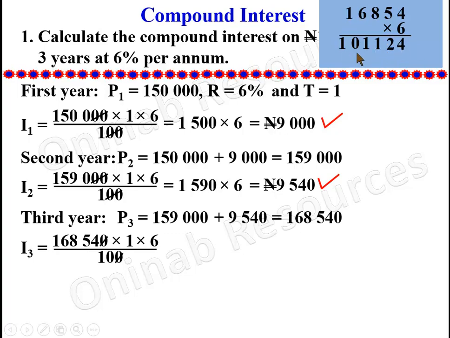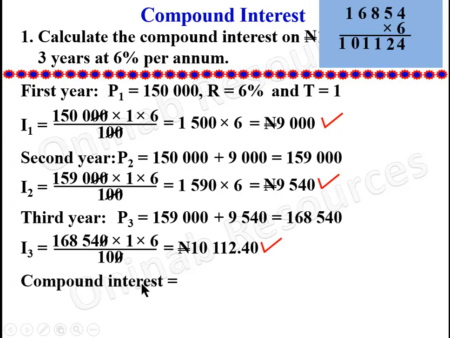So that we now have our interest in the third year to be 10,112 naira 40 kobo. That is the interest in the third year. So our compound interest now will be interest in the first year plus interest in the second year plus interest in the third year. So we are going to have it as 9,000 plus 9,540 plus 10,112 naira 40 kobo. So we add this.